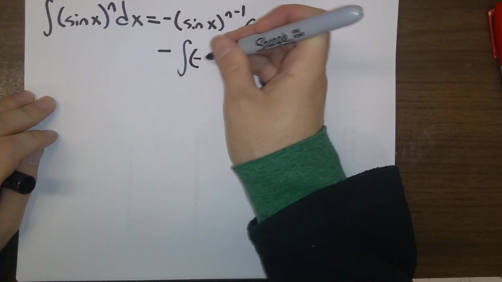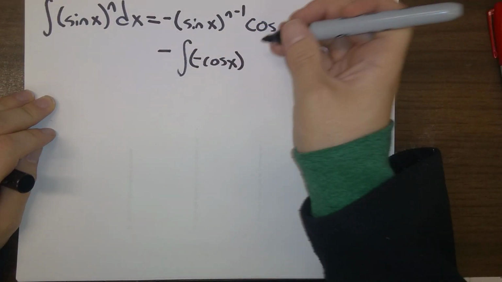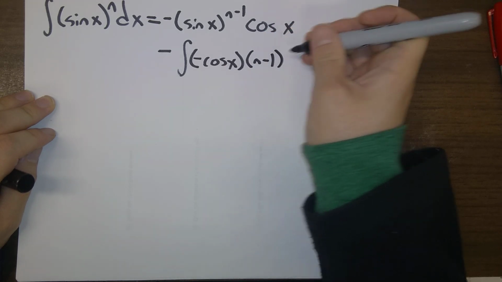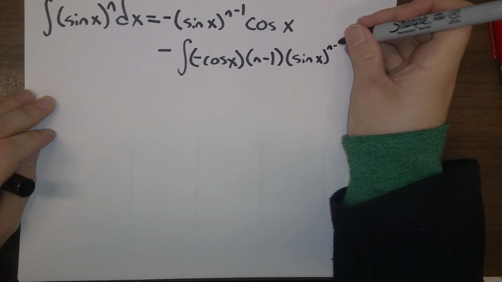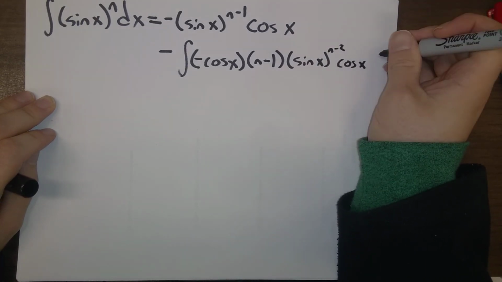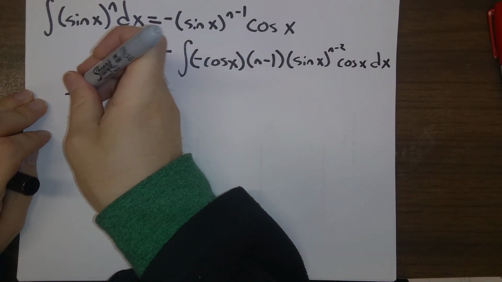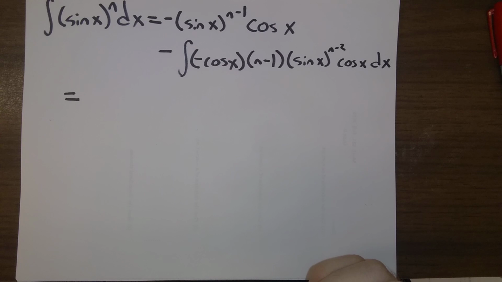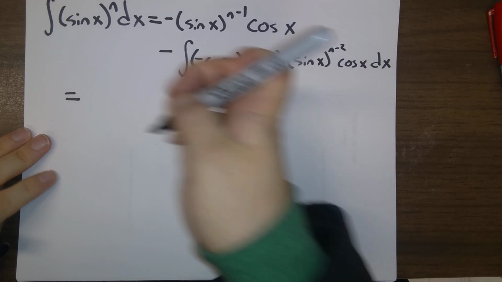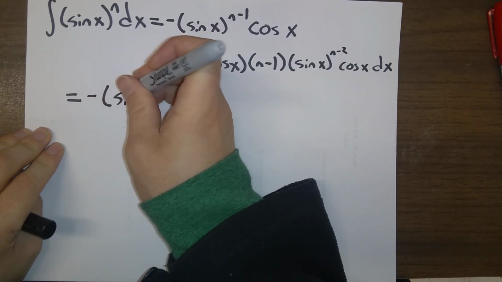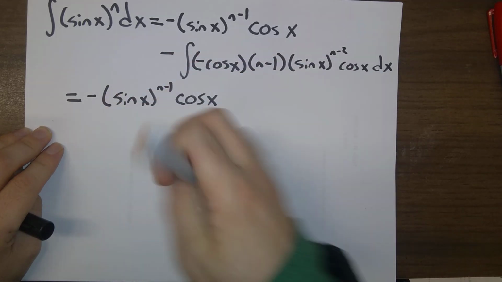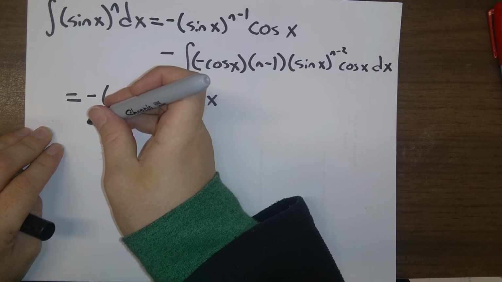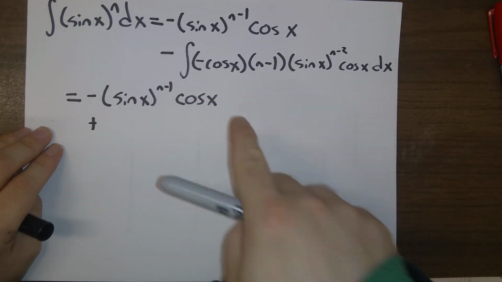Okay, so v was minus cosine x, du was n minus 1 times sine of x raised to the n minus 2 times cosine x dx. Okay, so let's manipulate this a little bit. This first term, we're just going to leave out in front. Now for the second integral, minus and minus combine together to be a plus.